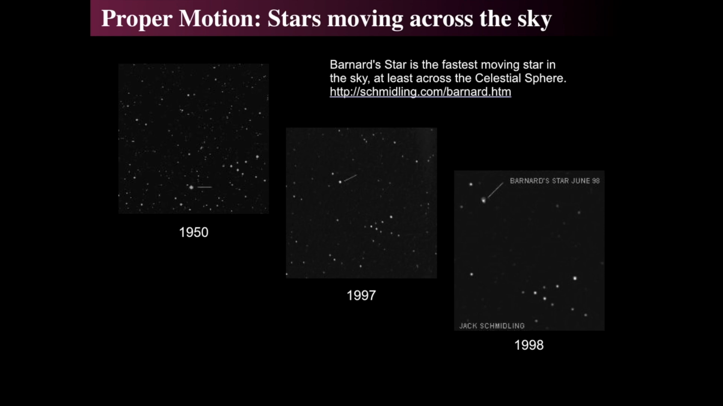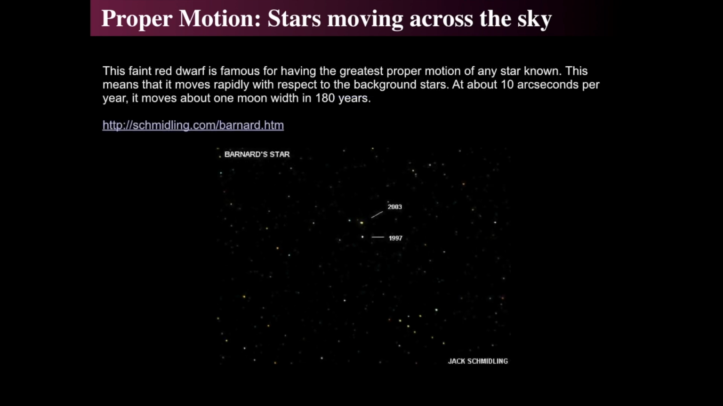But it's close, and it's moving fast. It is the fastest moving star across the sky, meaning across the celestial sphere. There might be stars with higher actual velocities, but from our vantage point on the Earth, it has the fastest proper motion across the sky. All right, so it's a faint red dwarf, and it'll move the width of the moon in about 200 years, which is really quite a large distance.